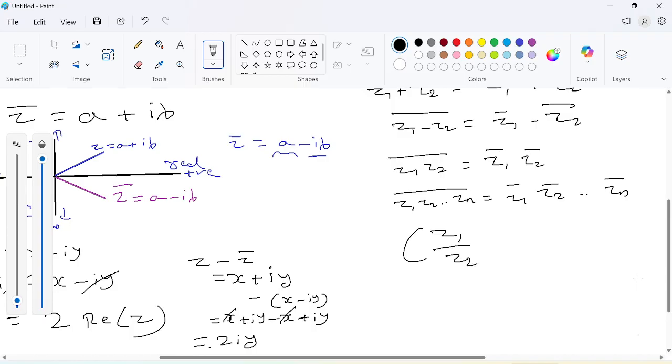Okay. Now if I have z1 by z2 whole conjugate, this will be z1 conjugate by z2 conjugate, provided z2 should not be equal to 0, because if your denominator becomes 0, it will be infinite. Okay.